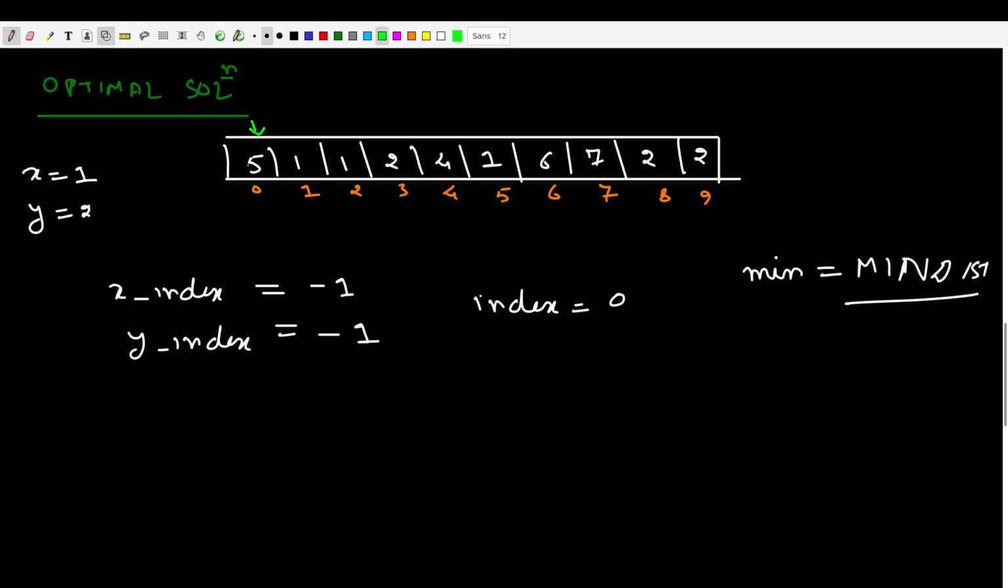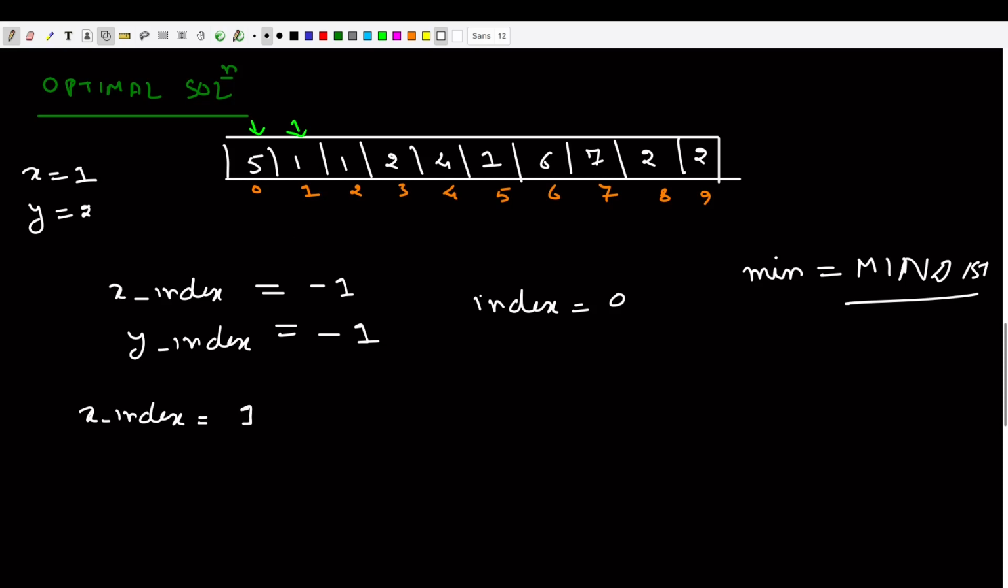Okay, and we see that this is 5, which is neither x nor y, right? Not equal to 1 or 2. So we don't do any manipulation and we move to the next index. The next index is this 1, and at this value we got 1. So in this particular case, we will go ahead and update our x index to the position where we have obtained it.